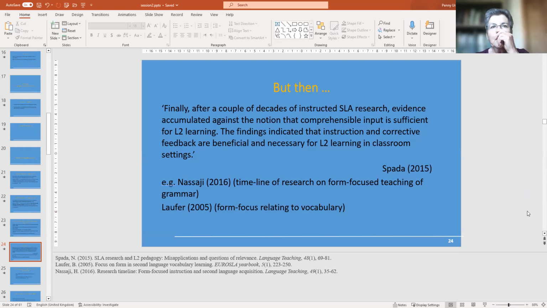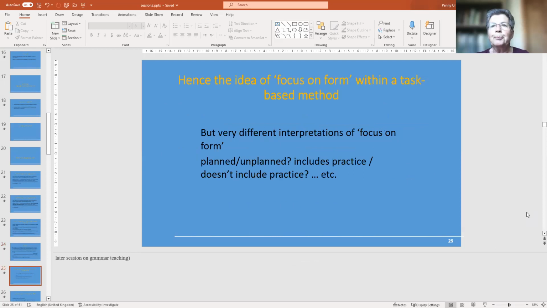But this still doesn't mean that we therefore have to abandon the idea of the communicative task as a basis. You can retain that and say, okay, we'll put in the grammar and the vocabulary in a focus on form process within a task-based method. Slight problem here, there's lots of different interpretations of what focus on form actually consists of. And I'll be talking about this. One of our sessions later is on teaching grammar, and I'll come on to that in more detail then.